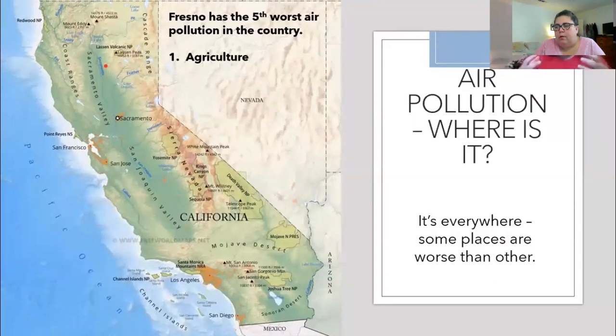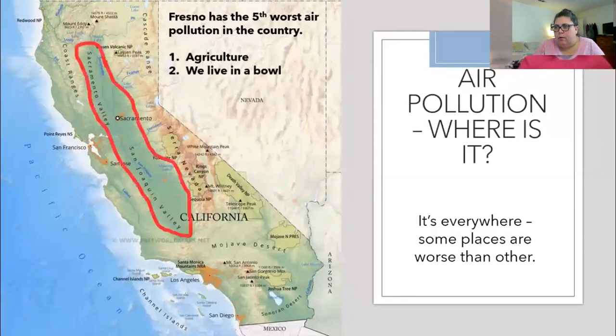But one of the reasons that the valley stays polluted in our air is because it is a valley. We live basically in a bowl. So you can look at this map and see right there, that is the Great Central Valley. The top of it right up here is known as Sacramento Valley, and this is the San Joaquin Valley. A lot of times if you're watching the news, they're going to talk about North Valley and South Valley.